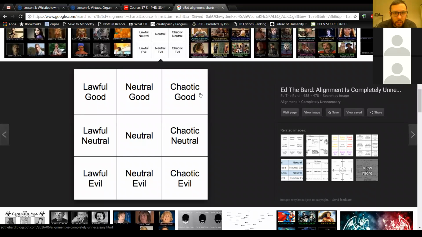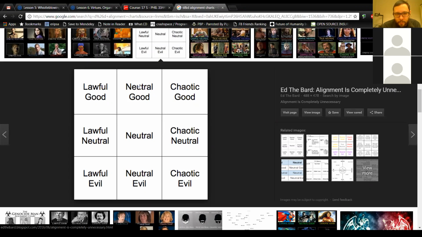Okay, so in D&D, the tabletop game, there's an alignment. So this is the D&D alignment system. So it's two axes. On the bottom axis here, you have lawful on the left, neutral in the middle column, and then chaotic on the far right.